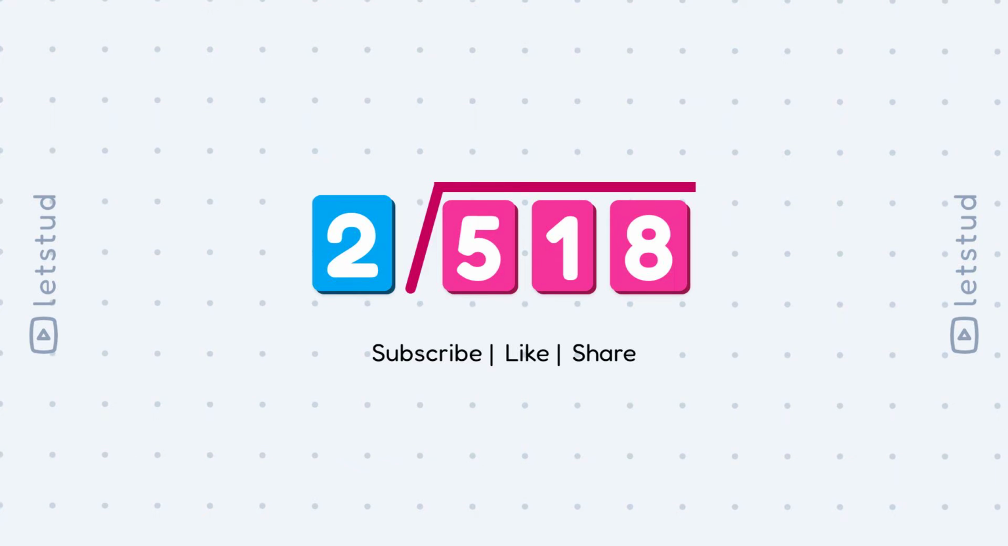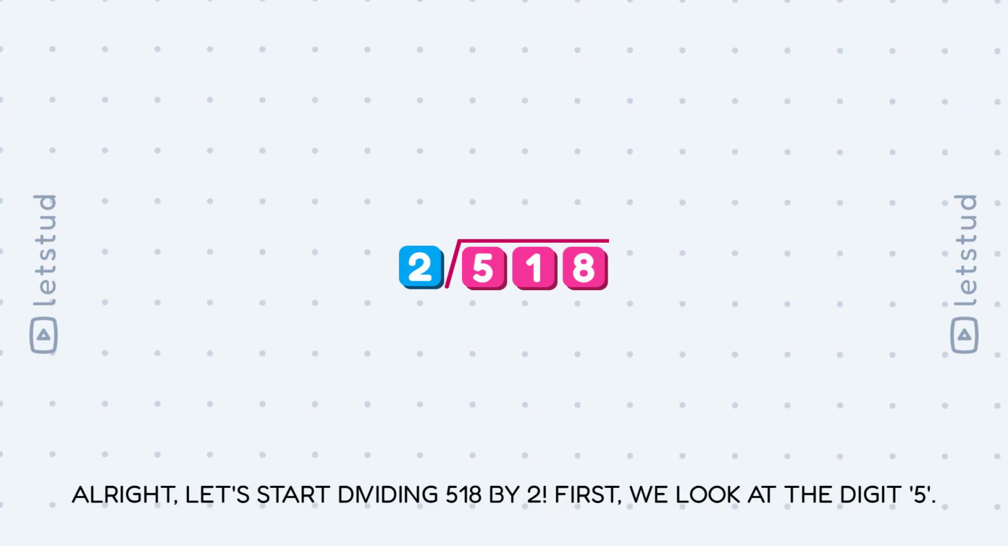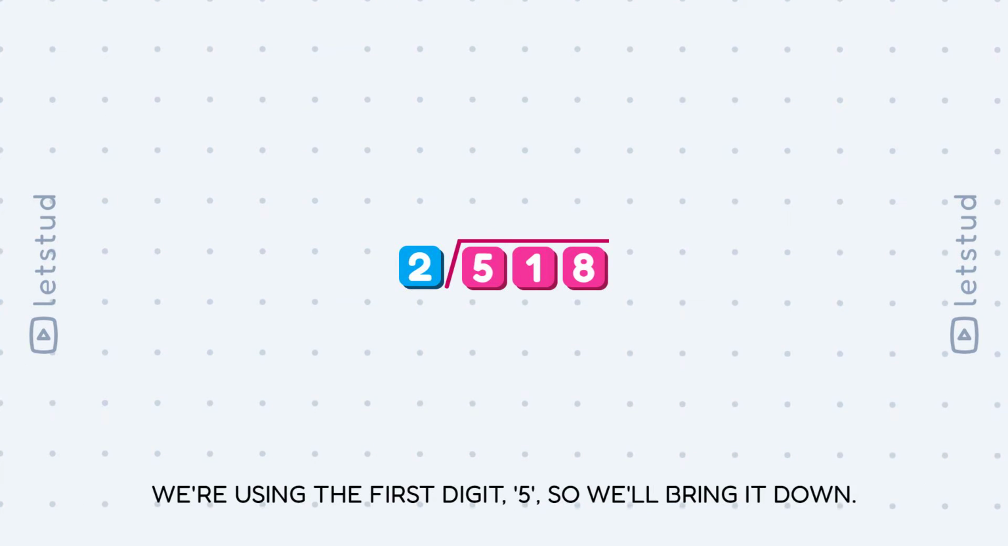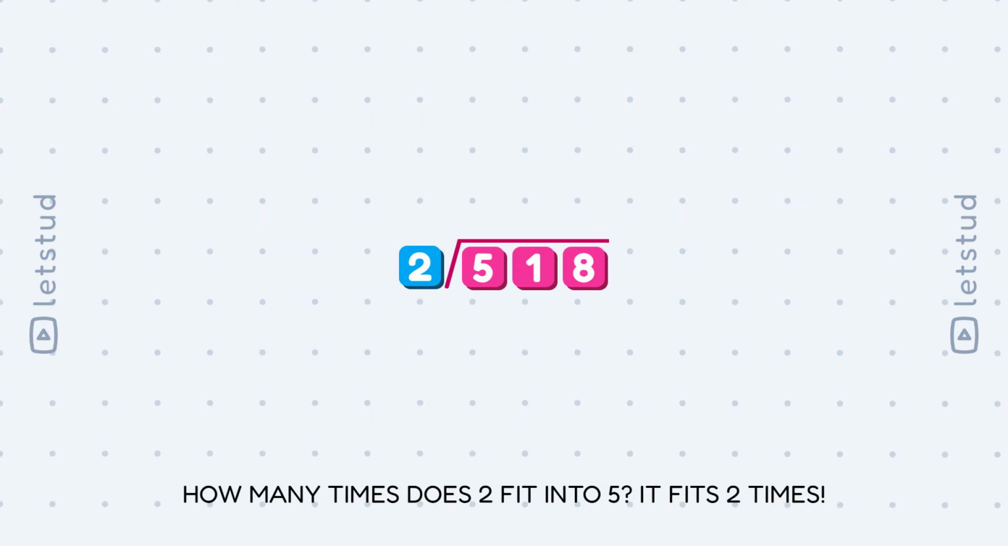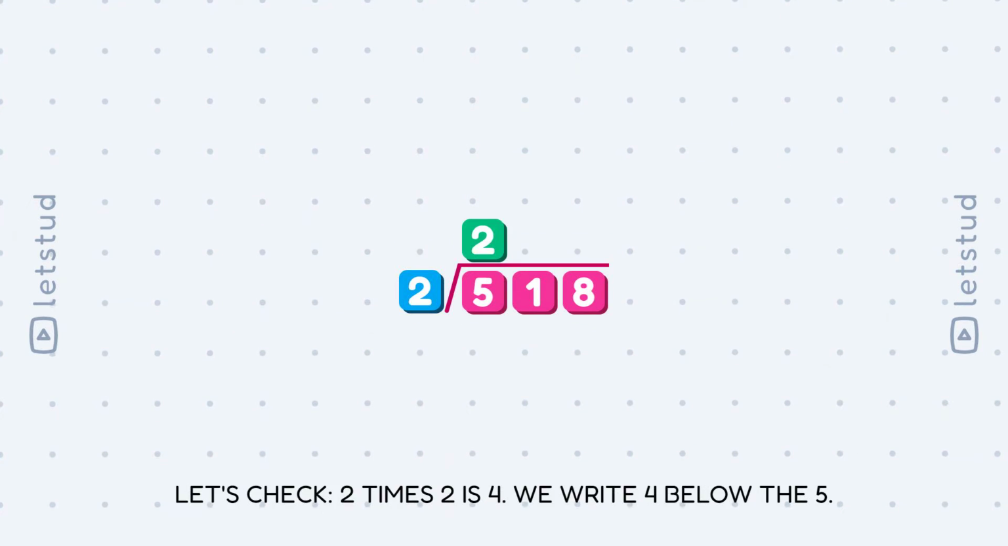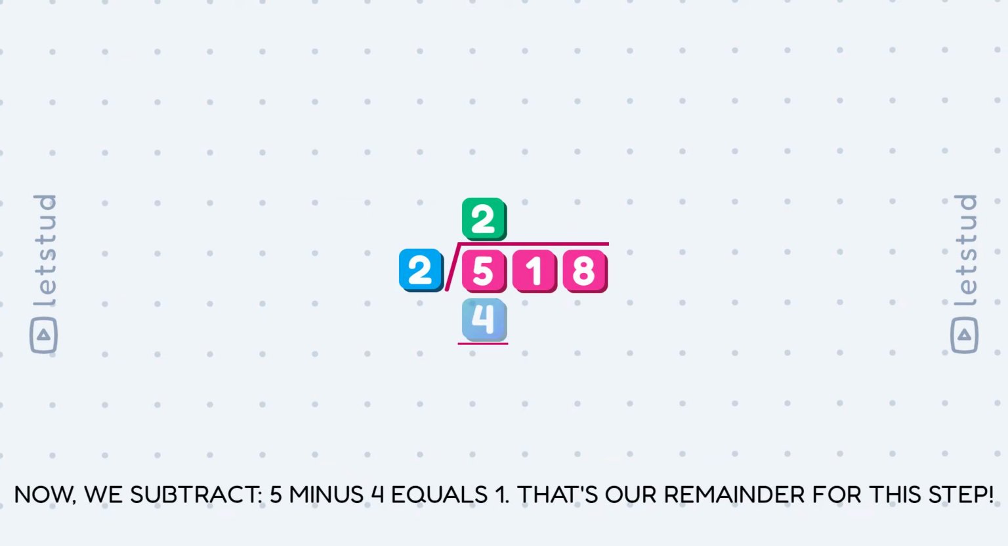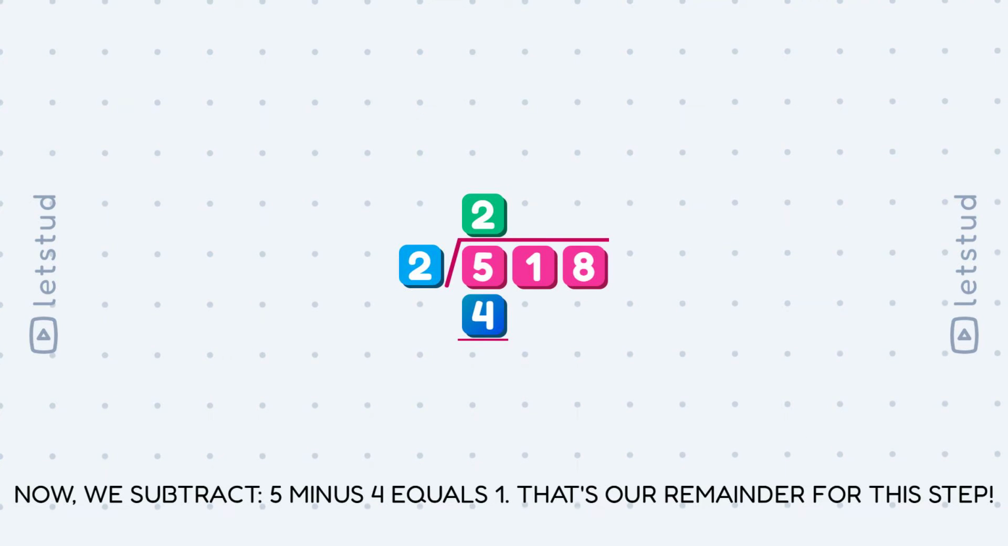Let's go. Alright, let's start dividing 518 by 2. First, we look at the digit 5. We're using the first digit 5, so we'll bring it down. How many times does 2 fit into 5? It fits 2 times. Let's check: 2 times 2 is 4. We write 4 below the 5. Now we subtract: 5 minus 4 equals 1. That's our remainder for this step.